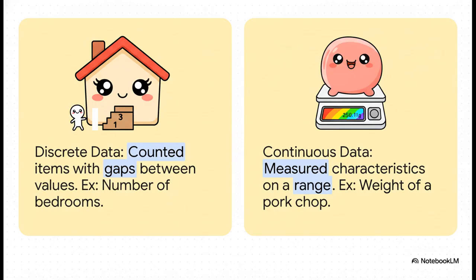Now, we can break that quantitative data down even further. So on one side, you have discrete data. These are items that are counted in whole numbers. For example, the number of bedrooms in a house. It can be 2 or it can be 3, but it can't be 2.75, right? There are these clear gaps between the values. On the other side, you have continuous data, which is measured. It can be any value within a range. Think about the weight of a pork chop. It could be 250 grams or 250.1 or even 250.11 grams. It all just depends on how precisely you measure it.